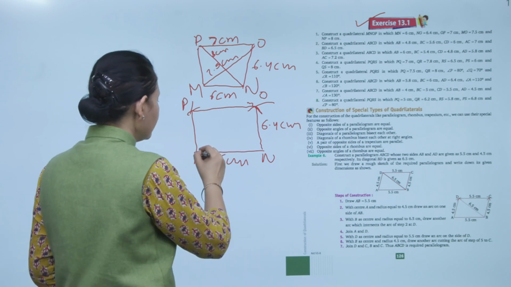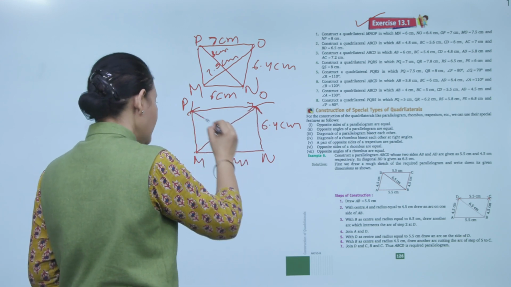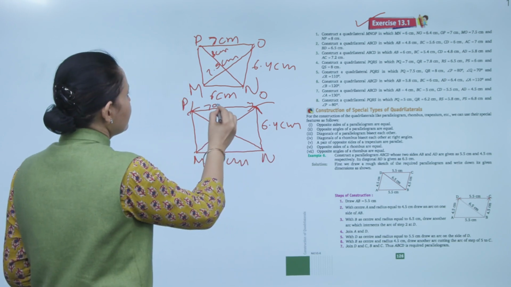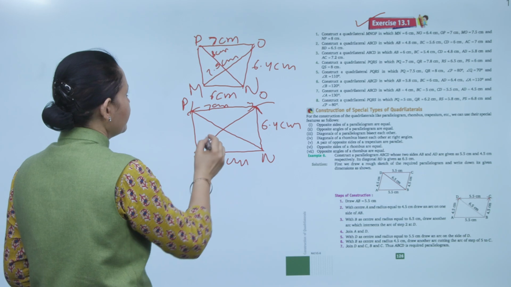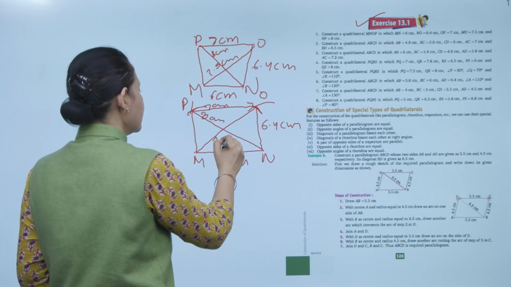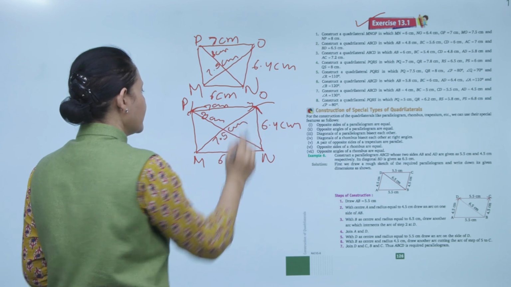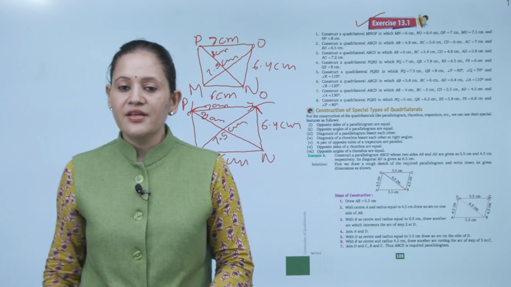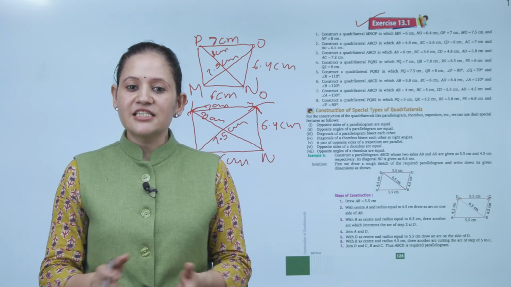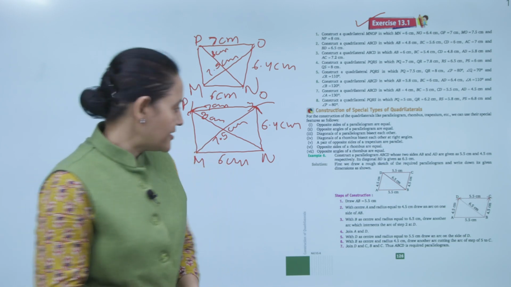This is our required quadrilateral MNOP. This is 7 centimeter. Here it is 8 centimeter and this is 7.5 centimeter. Clear? So practice all the questions of this exercise. Next is construction of special type of quadrilaterals.